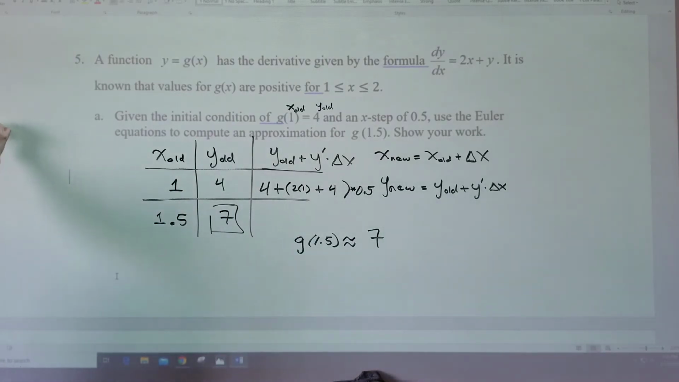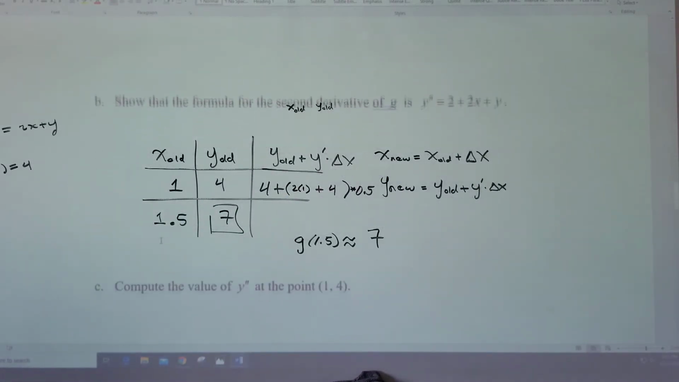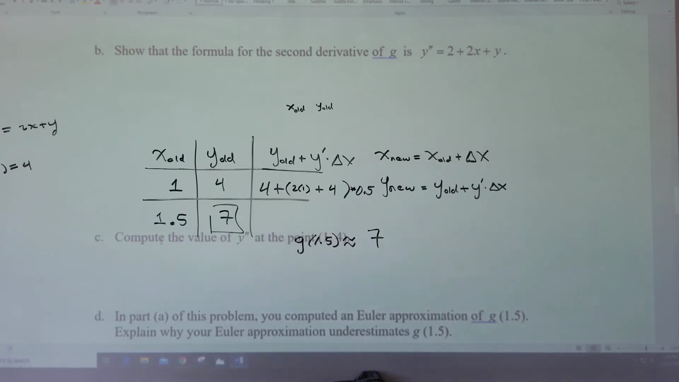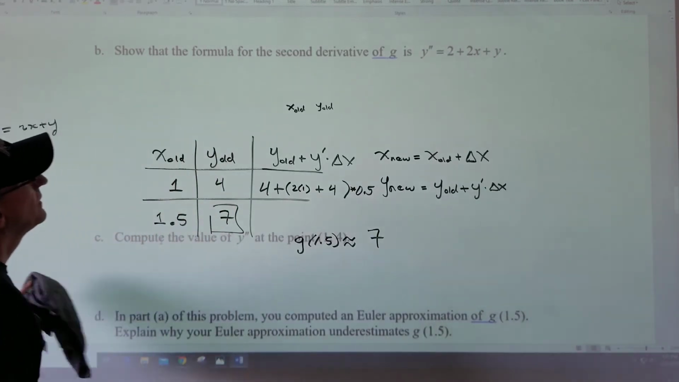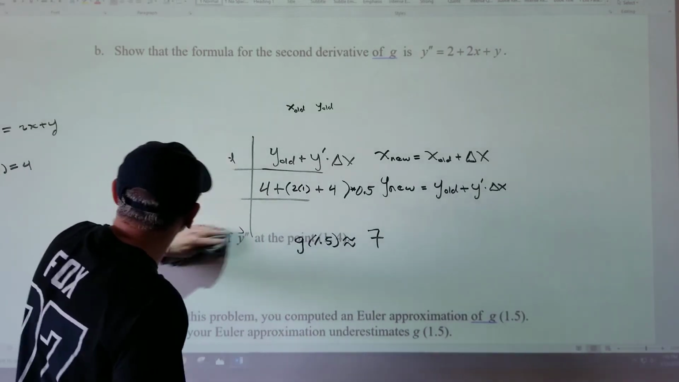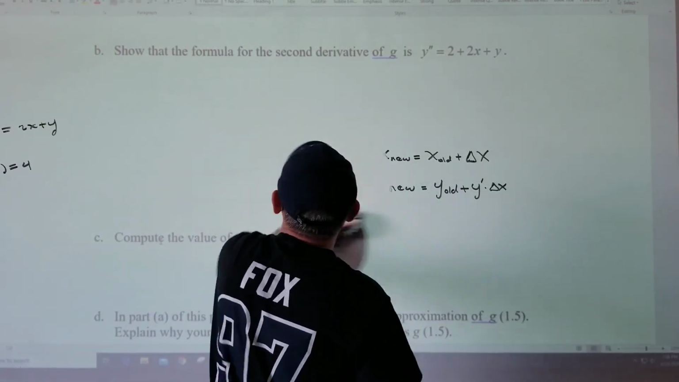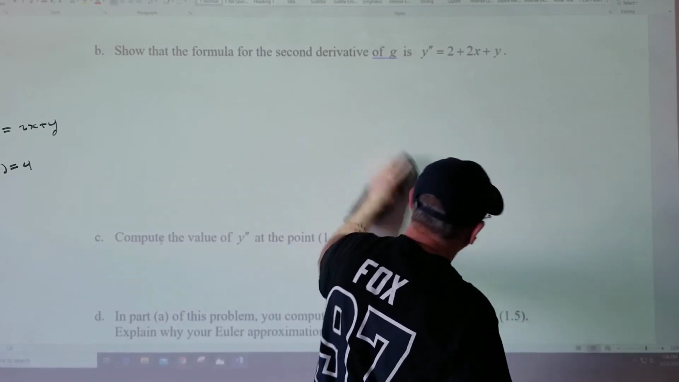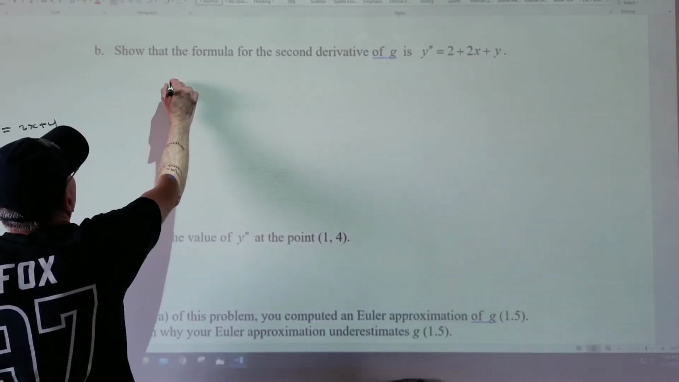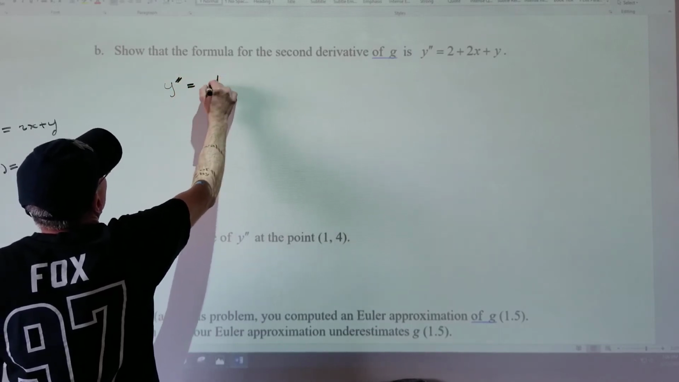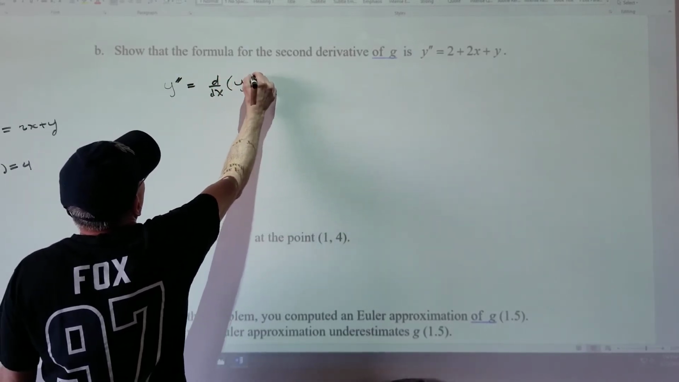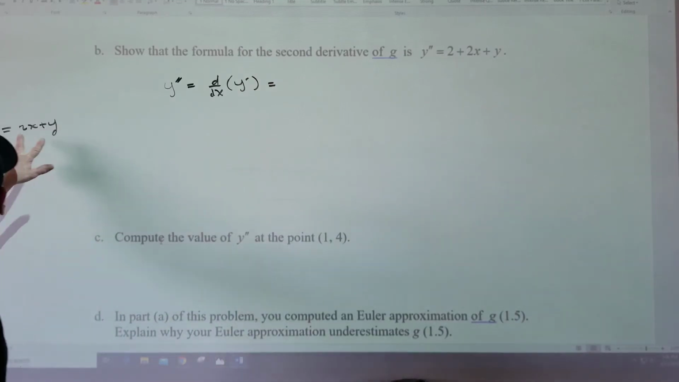Let's see what else is in store. I'm going to need some of this information, so let me write it down over here in the margin. Part B. Show that the formula for the second derivative is y double prime equals 2 plus 2x plus y. Well, a second derivative is just the result of doing a derivative to the first derivative. Y double prime is nothing more than the derivative applied to y prime. And that is this formula.